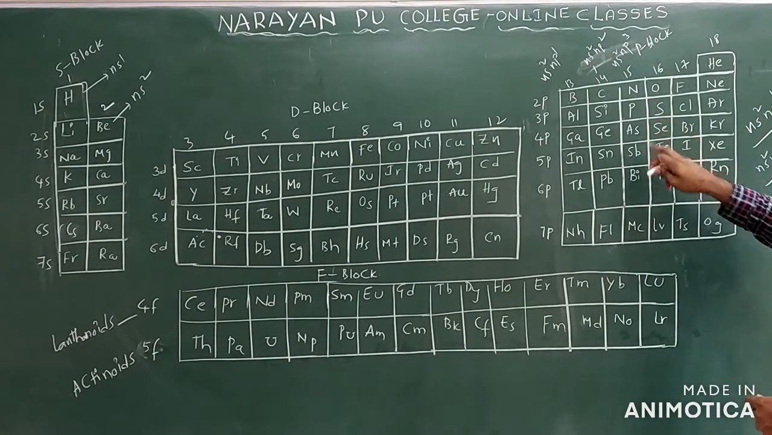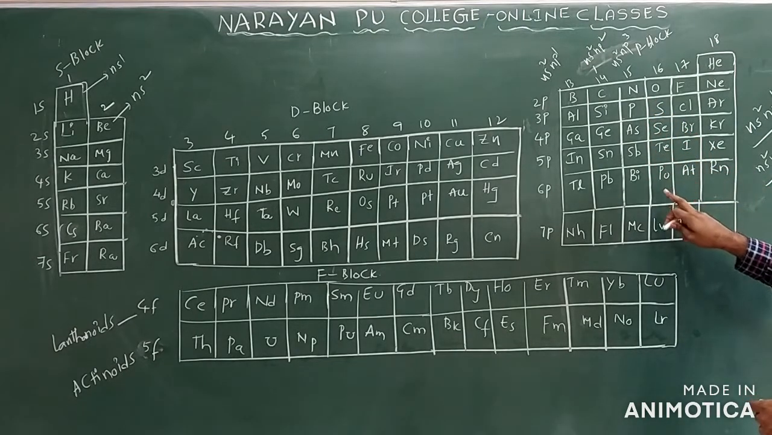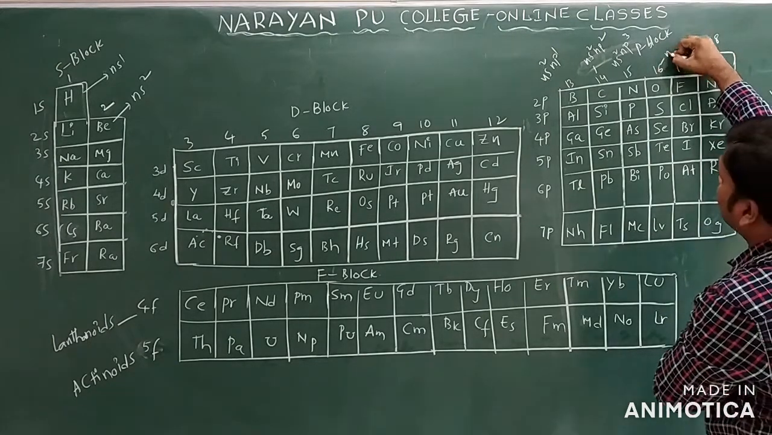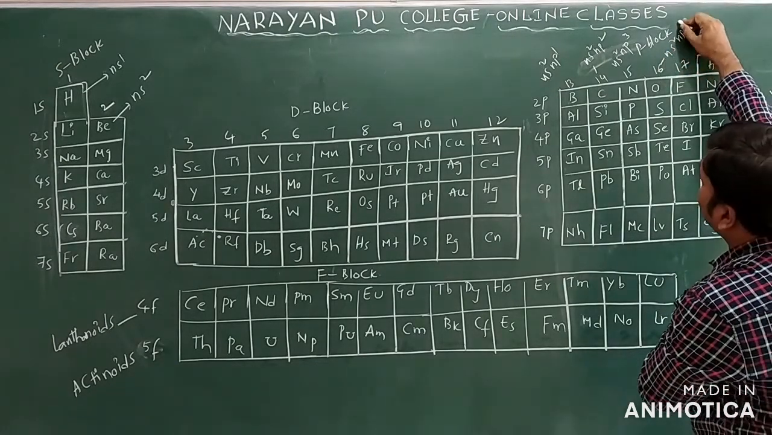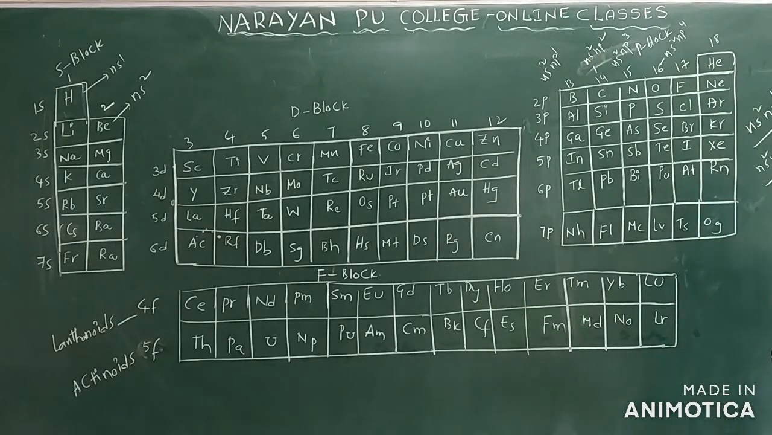Oxygen, sulfur, selenium, tellurium, polonium, and we have livermorium there. What is the general electronic configuration? You will write ns2 np4 only.